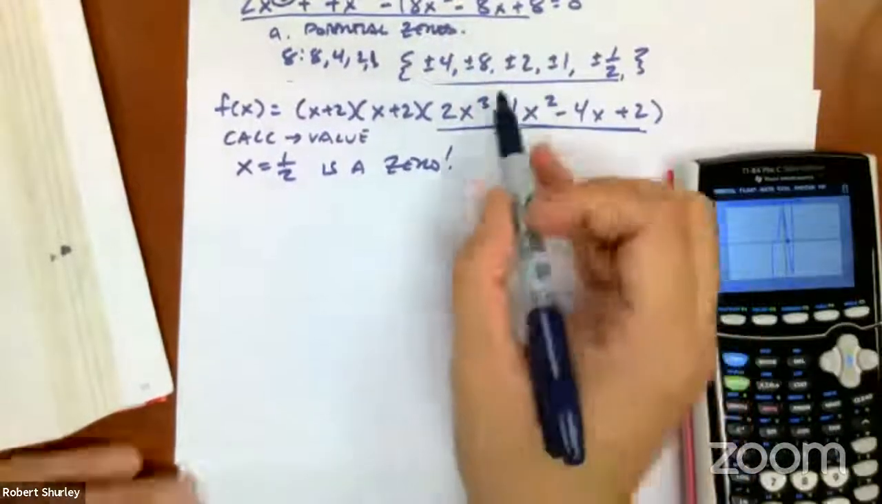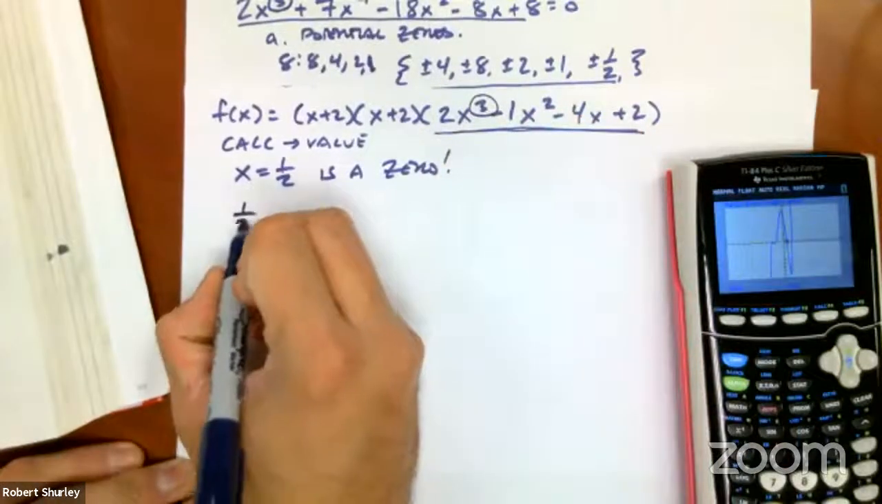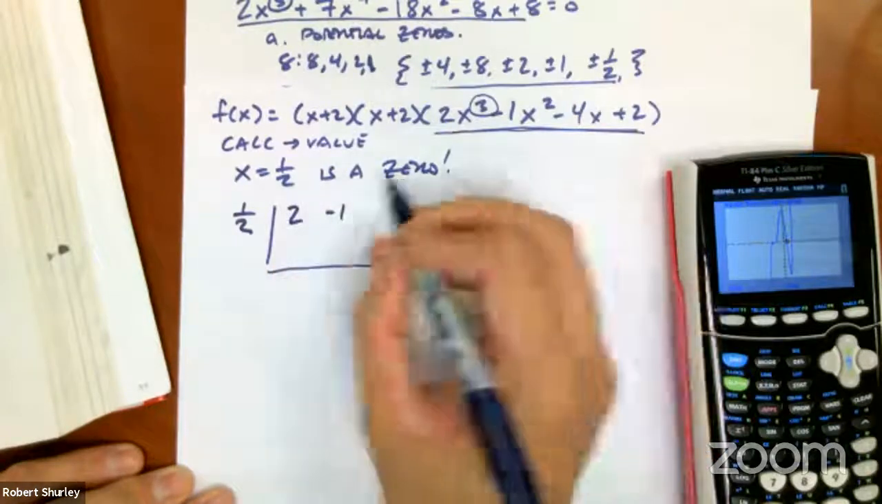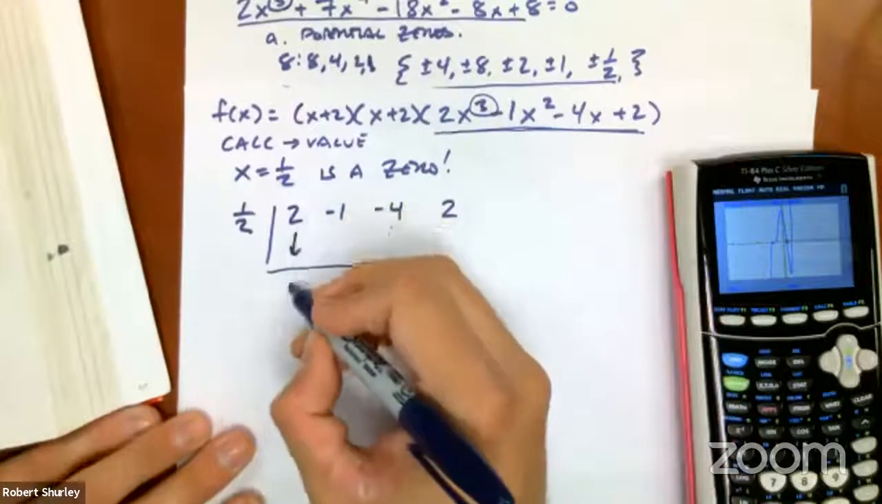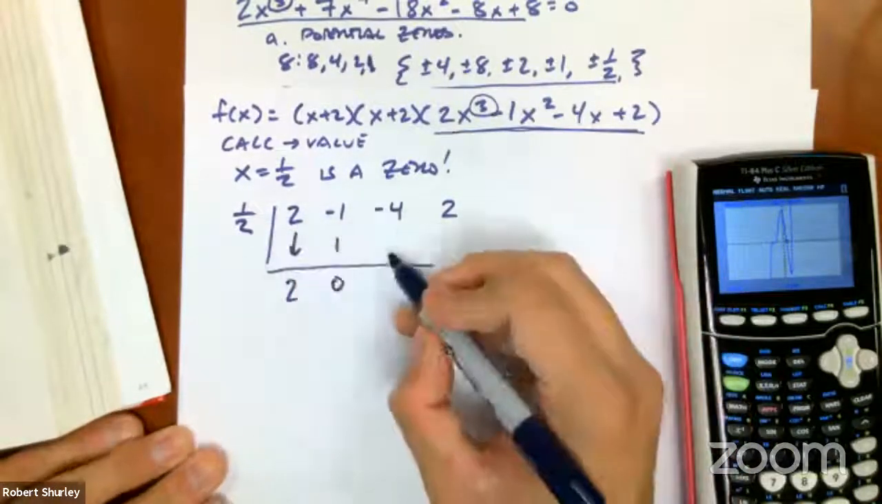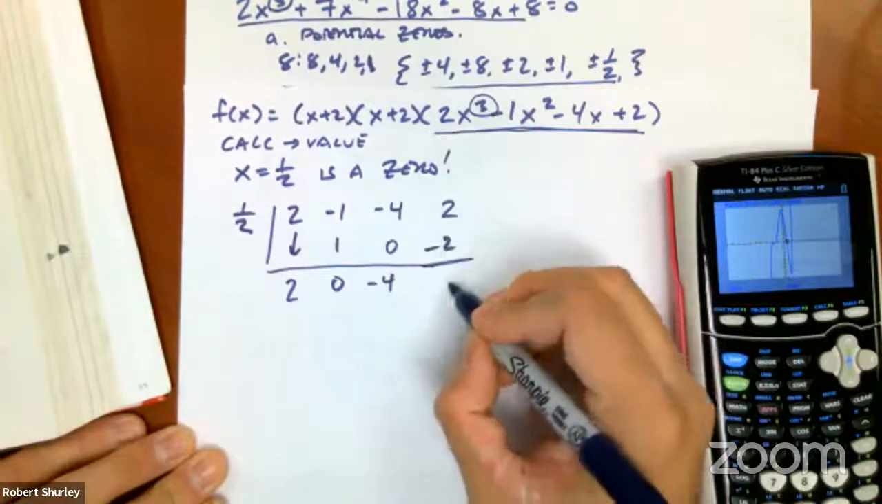So now I'm going to go through this process with the 3rd degree. So I'm going to divide 1/2 out. 2, negative 1, negative 4, and 2. Bring down the 2. 2 times 1/2 is just 1, right? Oh, that's 0. 0 times anything is 0. Negative 4 times 1/2, negative 2.